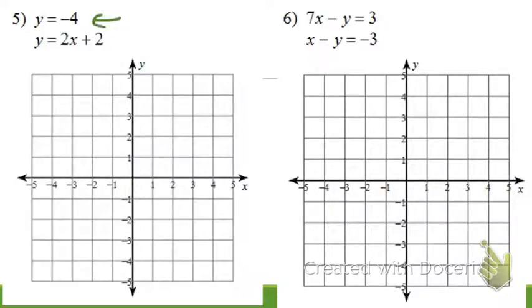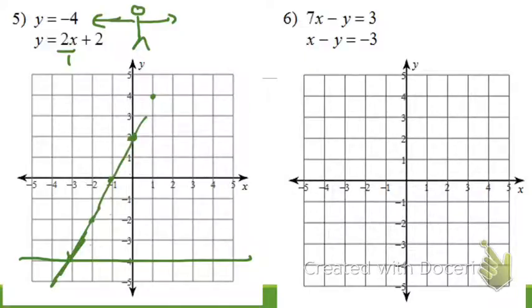So y equals -4. That's a horizontal line. Remember, think about us putting our arms out, saying y equals. And then this is a nice line, 2x plus 2. So I start at 2, up 2 over 1, or down 2. There we go. Got my solution. Can fix the rest of it. -3, -4.